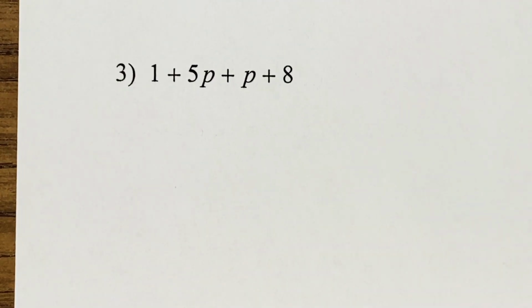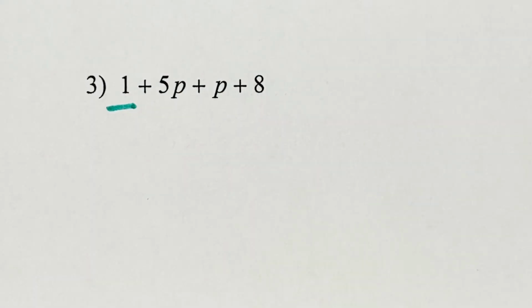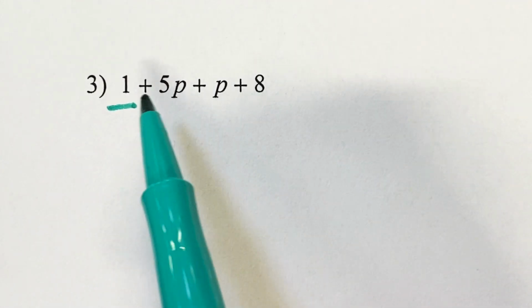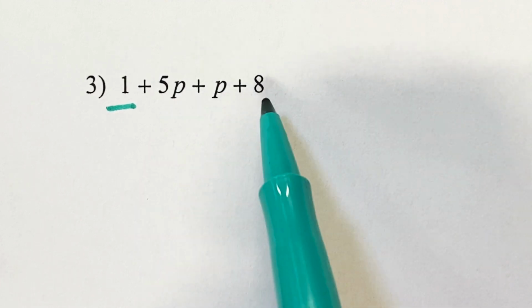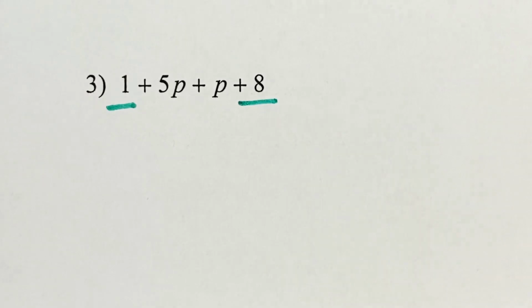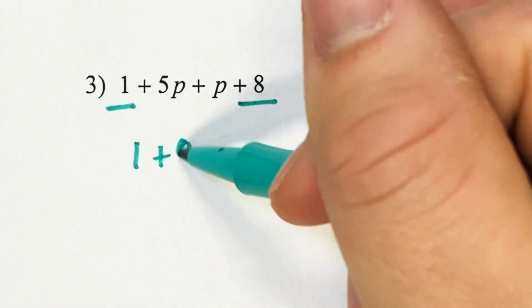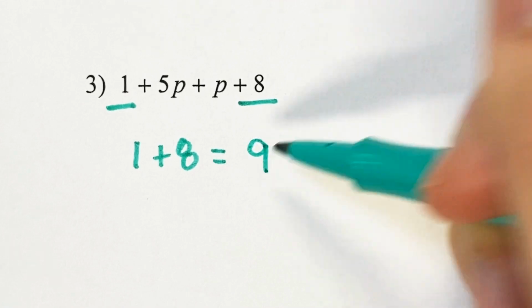Alrighty, let's look at number 3. Let's look at our first term in number 3. It is 1. Notice my 1 is all by itself. It does not have a variable. It does not have a p. So where's my other term without a p? There's a p, there's a p, oh, the 8 does not have a p. So we know that 1 and 8 are like terms, and we can combine those. We take 1, and it's telling us to add 8. What is 1 plus 8? We get 9.